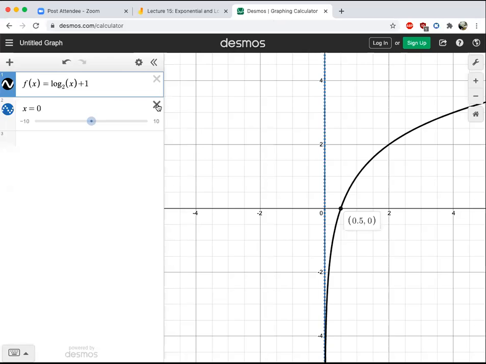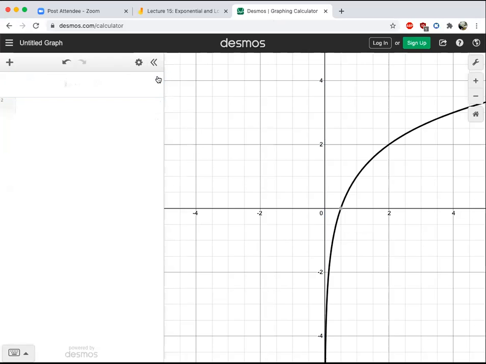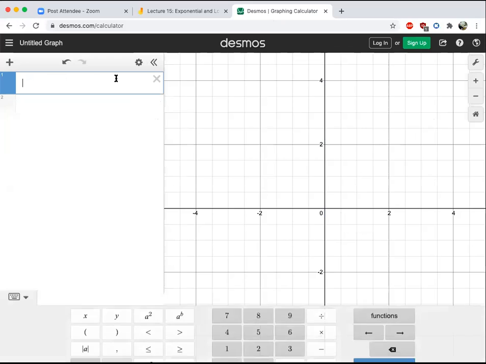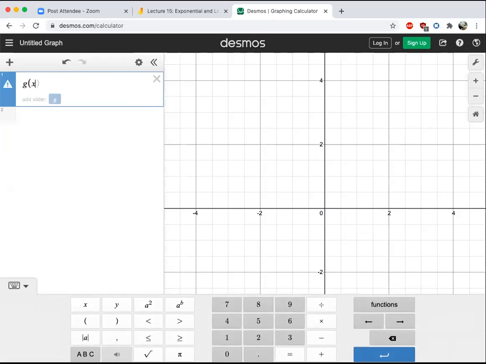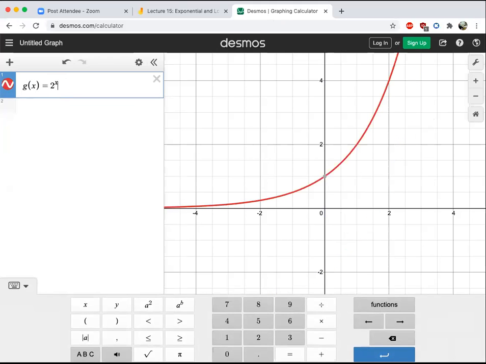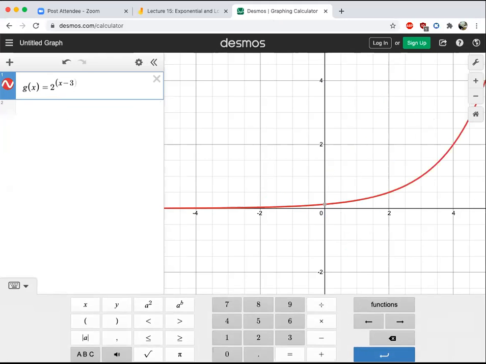All right, so now we're here in Desmos once again. Let's graph number 2. I've got g of x is equal to 2 to the x minus 3. Actually, I need to put that with the exponent, so we're going to do parentheses up here. There we go. Now I got it.